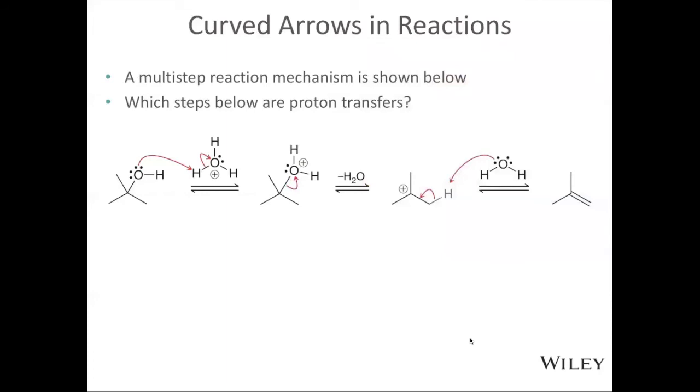If we look at another example of a chemical reaction with curved arrows, we'll start here. So if you're unsure how to start, what you might do is look at the product. So the product of this first step is shown here, which is a protonated alcohol.